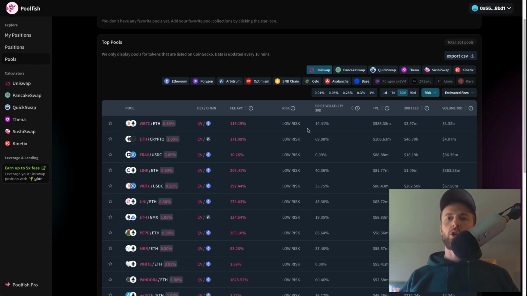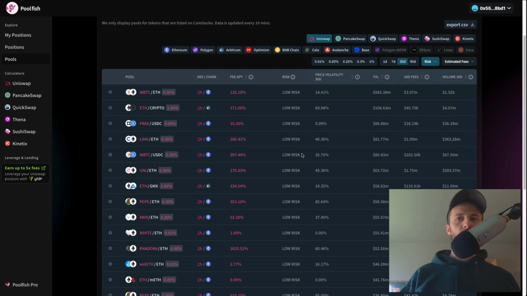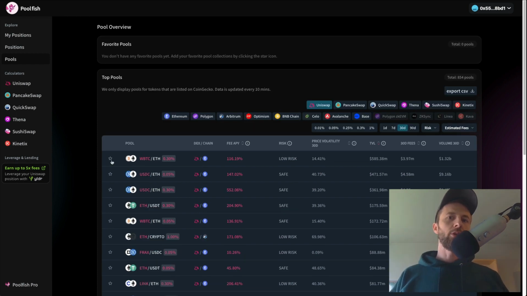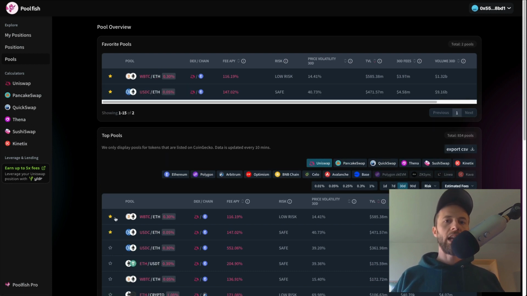So this just gives you a good way to filter by the risk appetite that you have. Maybe you don't want to do something as risky, and so you can filter by those here. If there's a pool that you like, you can just hit this favorite button, and this will stay saved up here where you can always watch your favorite pools. So you could add a couple of these to keep track of different pools that you like.